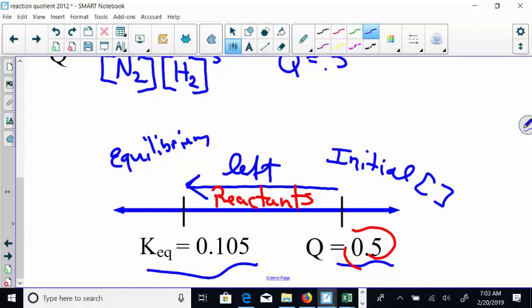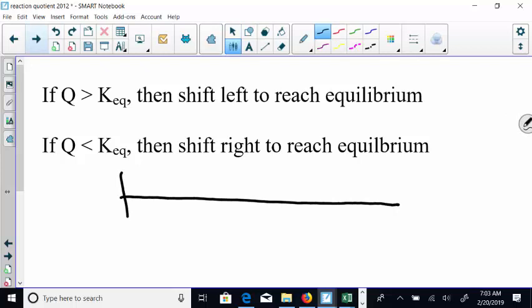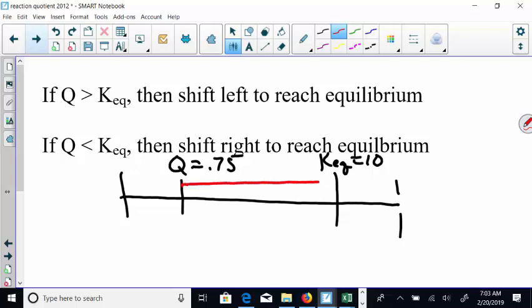So that's how you work with the equilibrium constant. A few things. If Q is greater than the equilibrium constant, then you're going to shift to the left, which you just saw. And if Q is less than the equilibrium constant, then you would shift to the right. But in any case, if you're not sure, make a number line. If Q comes out to be 0.75 and your KEQ is 10, then you can easily see that, oh, I have to shift to the right.